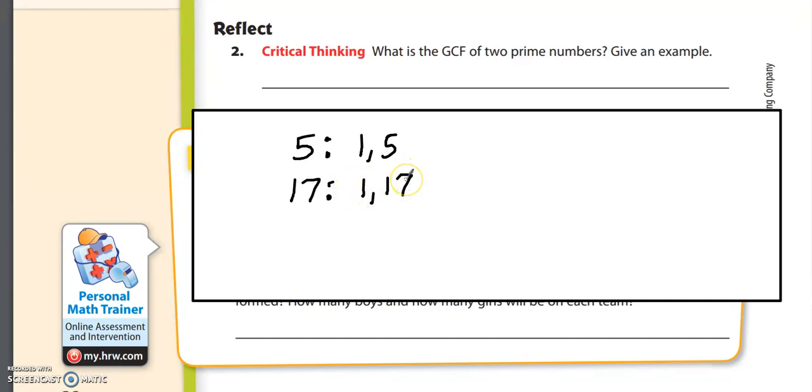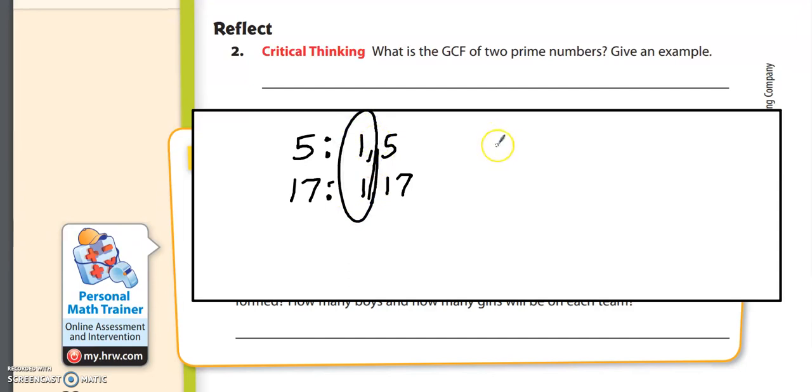So this is a nice review. The definition of a prime number is a number that has only two factors, 1 and itself. Well, 5 doesn't appear in the 17 list, and 17 doesn't appear in the 5 list. So what is the greatest common factor of 5 and 17? It's 1. Let me try two different ones.